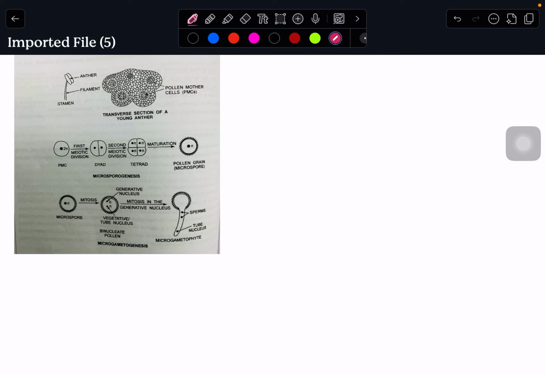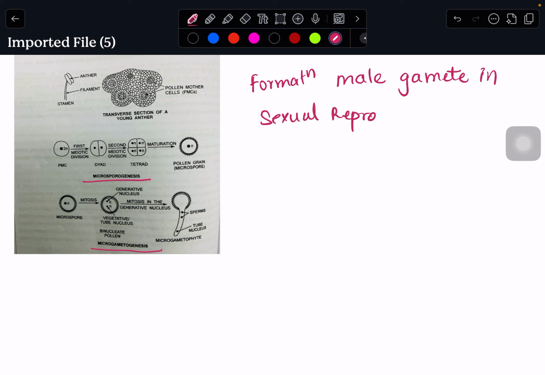Hello everyone. Today we will learn about microsporogenesis as well as microgametogenesis. Both of these processes, that is microsporogenesis as well as microgametogenesis, are associated with the formation of the male gamete in sexual reproduction in plants.